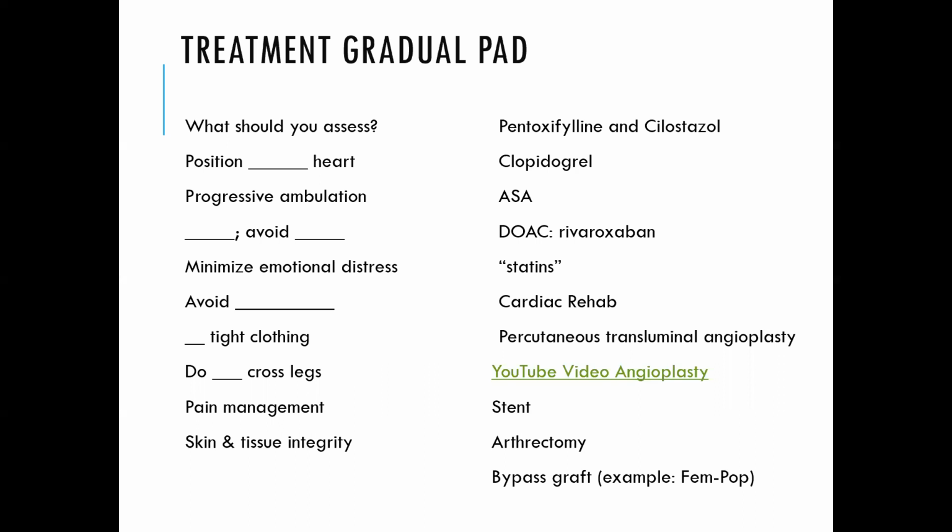We want them to walk to the point of pain, then rest, and then walk a little bit more past that point of pain. Warmth is going to vasodilate. So we want warmth and we want to avoid cold, because cold vasoconstricts and they already don't have blood flow. So we want to keep them warm. So keep them warm, avoid the cold.